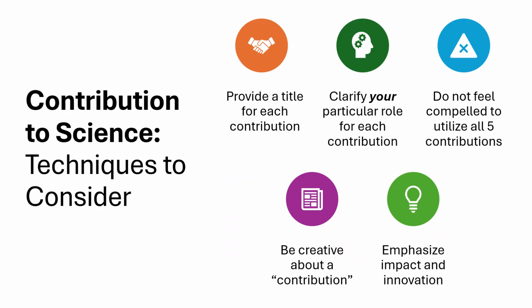So for those of you that may be approaching contribution to science for the first time, here are some techniques to consider. You can provide a title for each contribution, clarifying your particular role. Don't use all 5 if you can't think of 5 contributions. And you can be creative about what a contribution could be. It could be a seminal paper, a single study, a series of papers and studies. It's really up to you to determine what that contribution is. And then it's always helpful, I think, to emphasize the impact and innovation of each contribution.